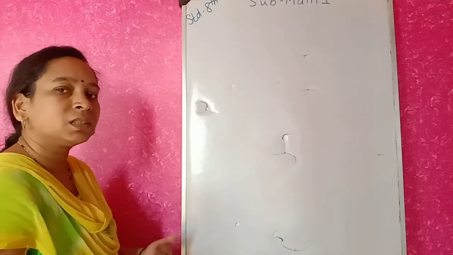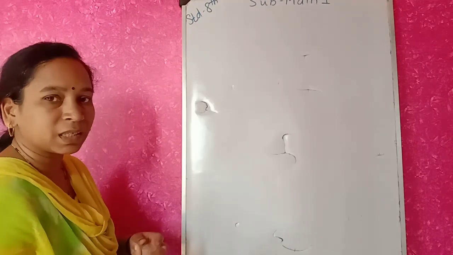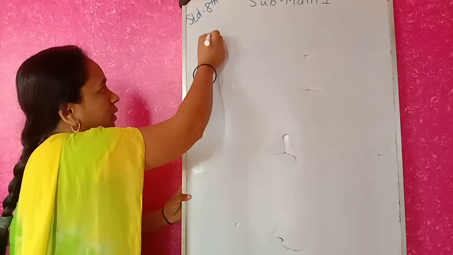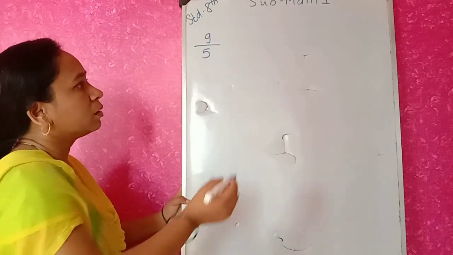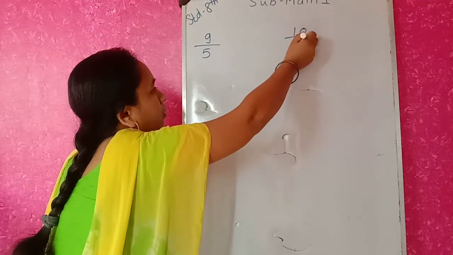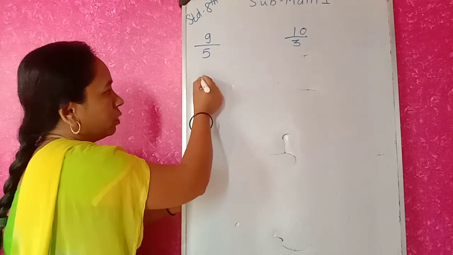Once again I'll start from the decimal form of a rational number. For this I'll take two examples. First I'll take 9 upon 5, a very simple example, and another I will take 10 upon 3. Now I will show you the division of these two.